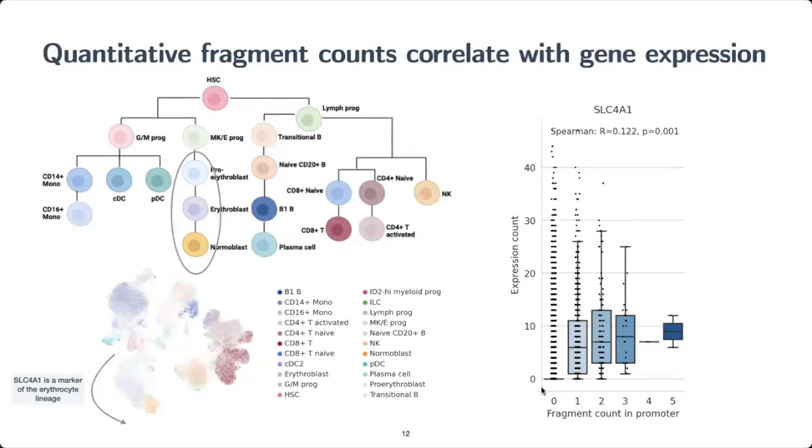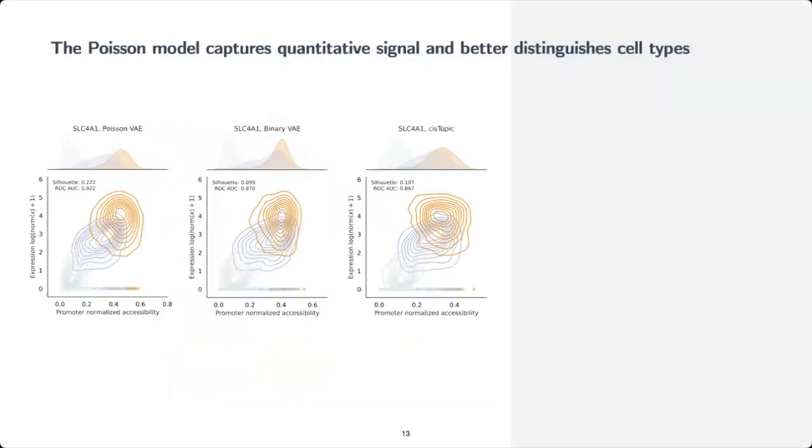Here we saw that this is indeed the case, that the higher the accessibility of the promoter, the higher is the expression of this promoter. So this is another indication that single-cell ATAC-seq does in fact capture quantitative data. And then in the last step, we wanted to compare if a quantitative model is able to capture these small quantitative differences between the accessibility of a promoter to better distinguish cell types.